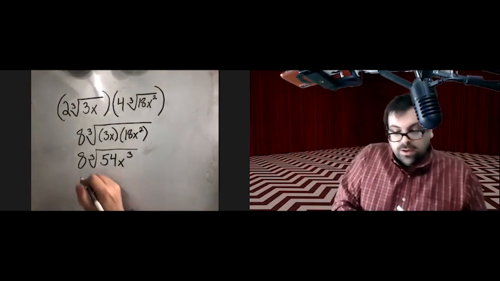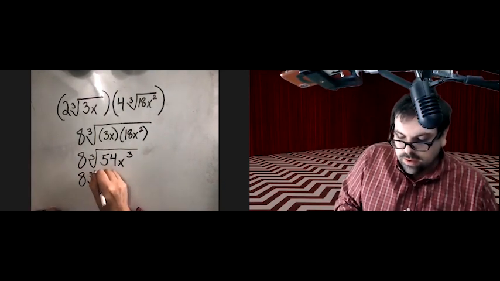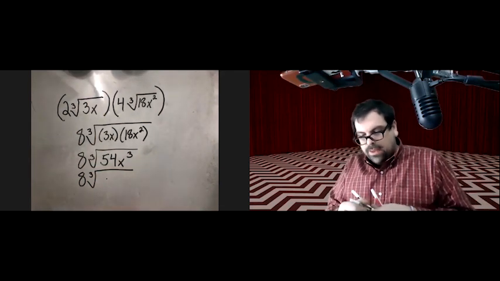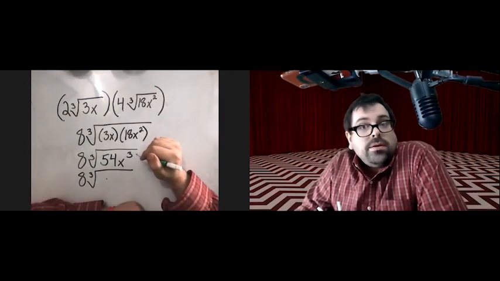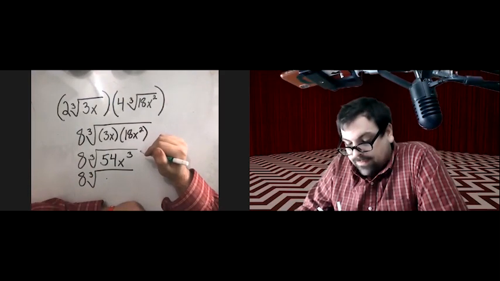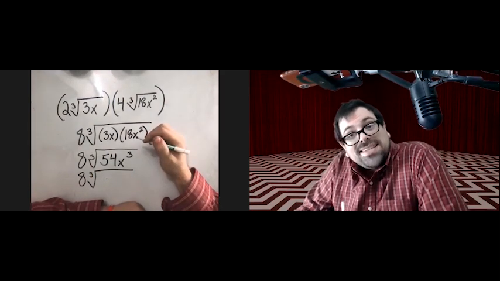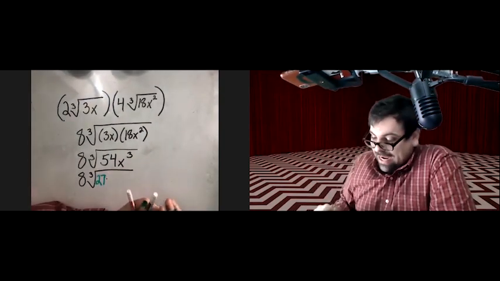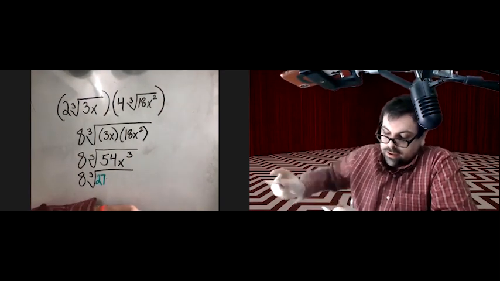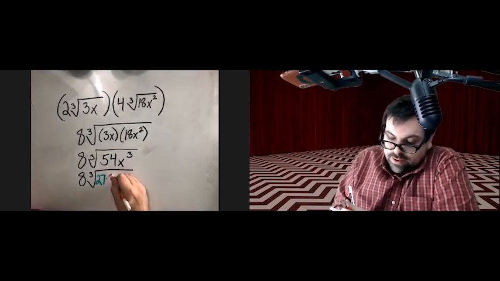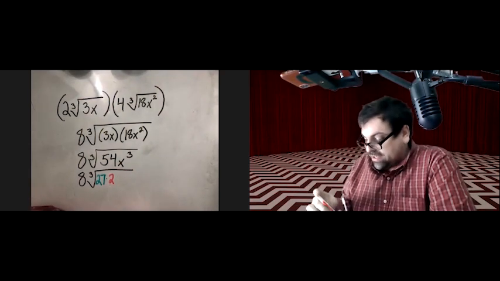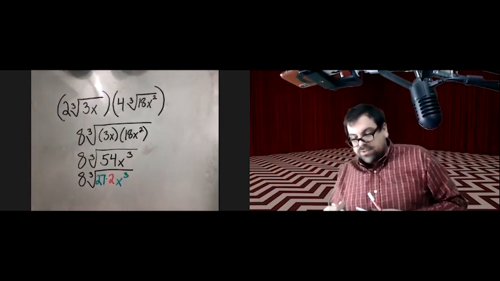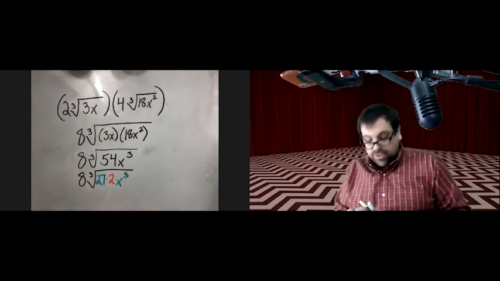Like 8, that's 2 cubed, or 27, that's 3 cubed. 54 happens to be 27 times 2. 27 is a perfect cube factor. X cubed is also a perfect cube factor.